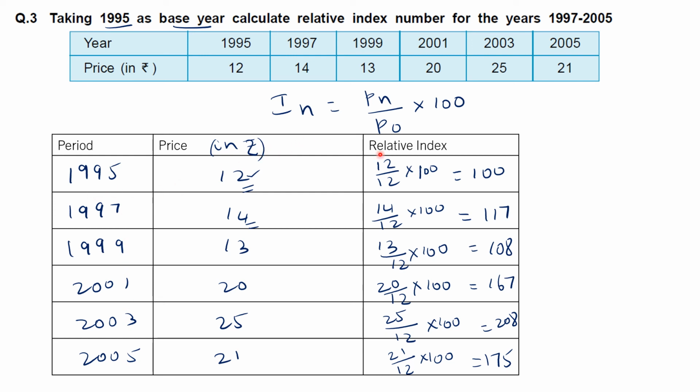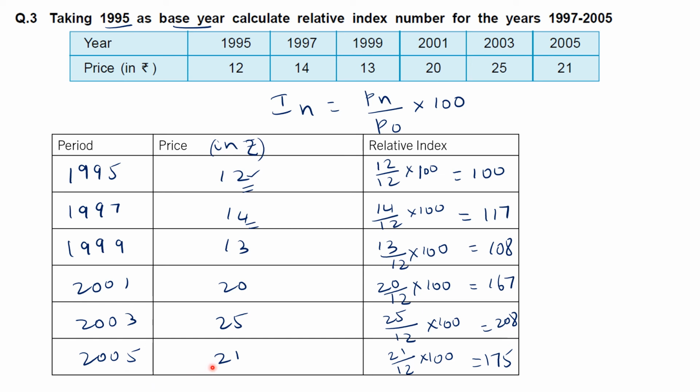So the relative index is given by Pn upon P naught into 100. For 1995 it is 12 upon 12 into 100. Then for 1997 the price is 14, so the relative index is 14 upon 12 into 100, which is 117. Then for 1999 the price is 13, so the relative index will be the price in 1999 upon price in 1995 into 100. So it is 13 by 12 into 100, 108. Then for 2001 it is 20 upon 12 into 100, 167. For 2003 it is 25 upon 12 into 100, 208.